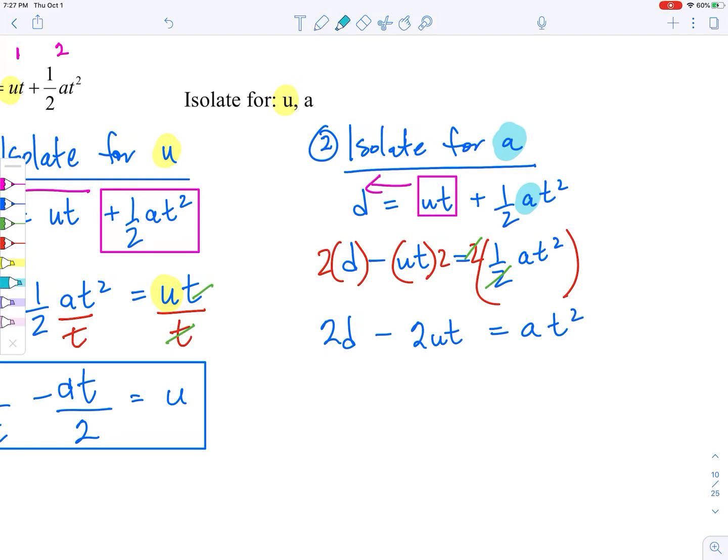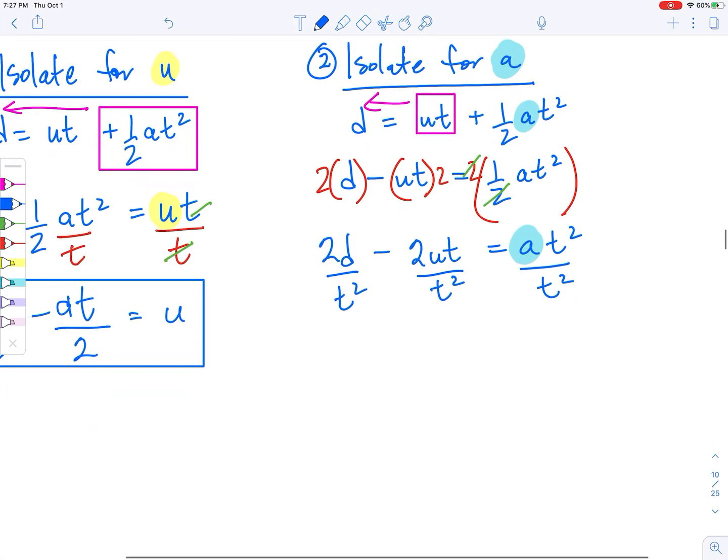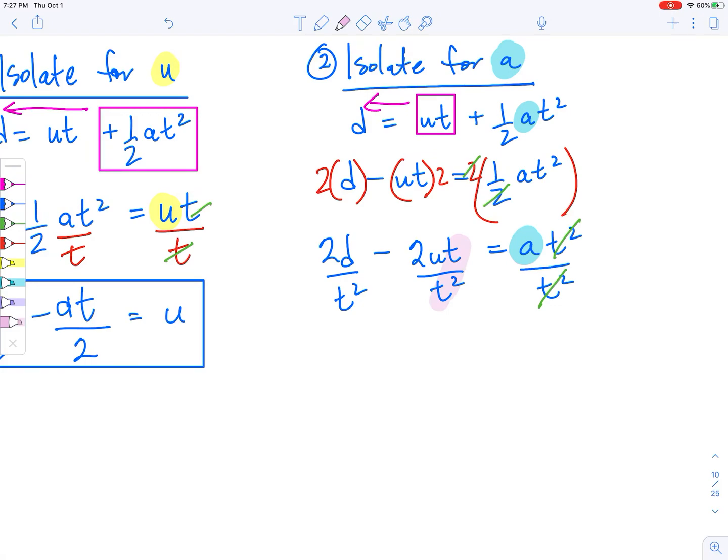I want a by itself. A is being multiplied by t squared, so we're going to divide every single term by t squared. We'll see if we can do any canceling. Here we're going to be able to do some simplifying with the t squareds, but the first term stays the same, 2d over t squared minus 2u, 1t up top, 2 t's in the denominator. I'm left with just 1t in the denominator equals a.